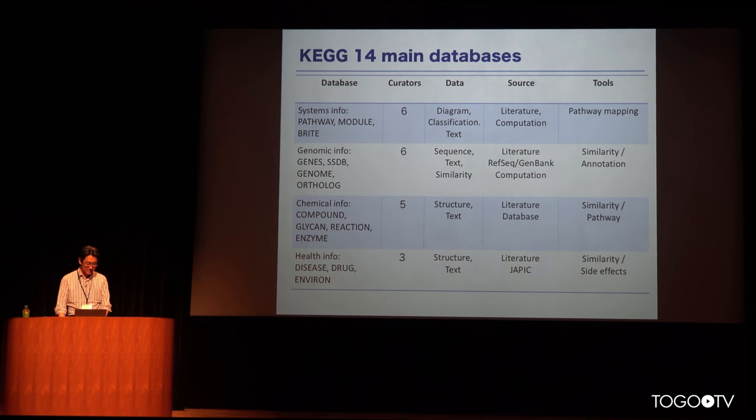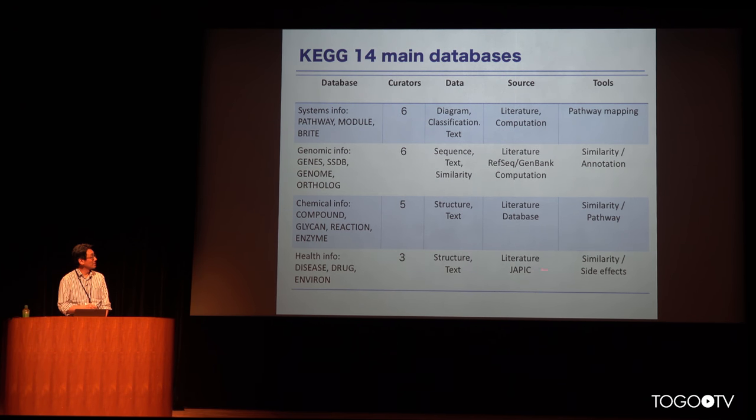And these 14 main databases consist of these four categories, and about 20 curators are working on each category basically, but they are collaborating with each other, of course. The data types are listed here, like a pathway database for diagrams and pictures, and genomic information for nucleotide and amino acid sequences, and also text information. It also has SSDB for sequence similarity data, the all-to-all similarity search results. The chemical compounds and reactions have chemical structures in 2D mol files, and of course text annotation. The health information includes disease and drug information, and the drug is also represented as structural information.